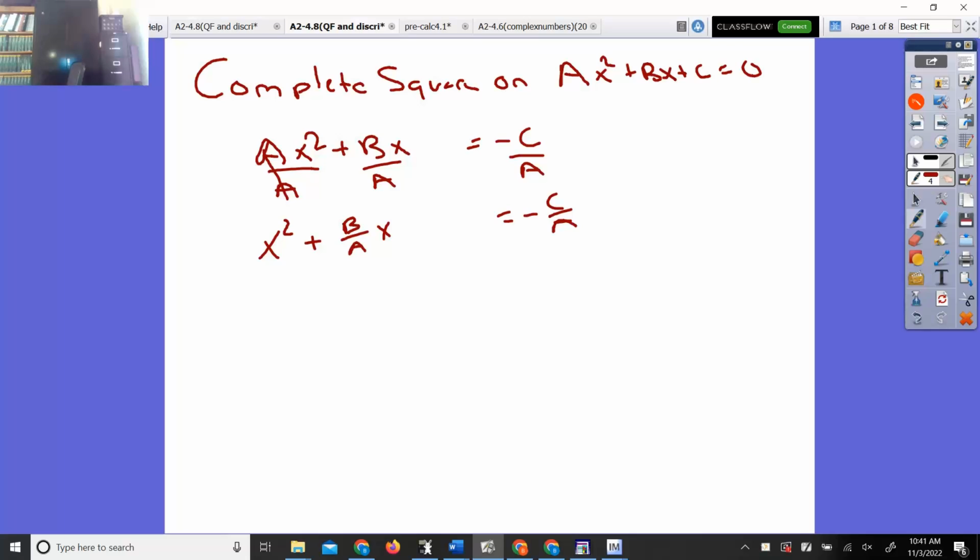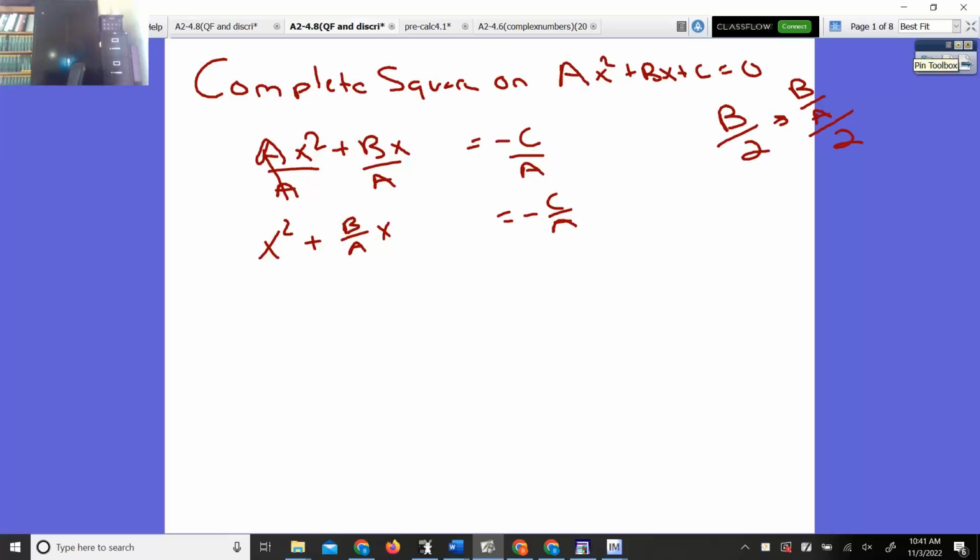So in this example, what is B? B over A. B over 2 is actually B over A over 2. What do you get to do with that 2, just like you did yesterday? Add it to the numerator, shift it to the denominator. That's b over 2a.